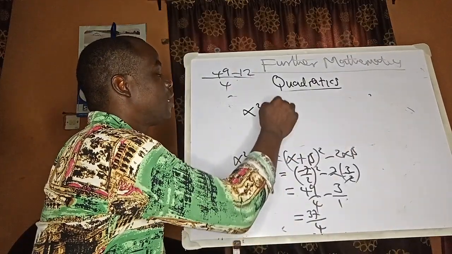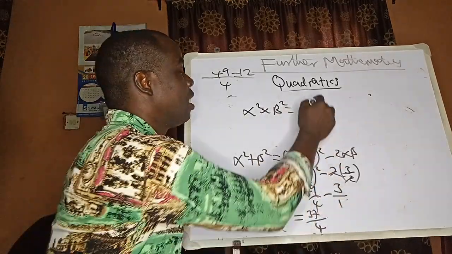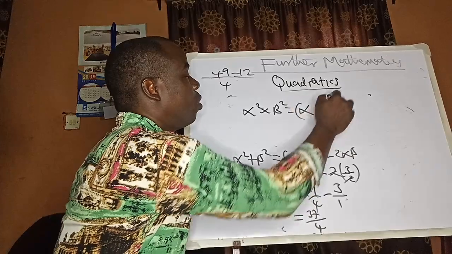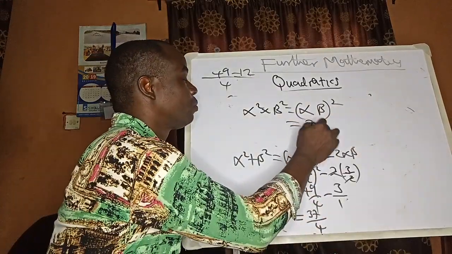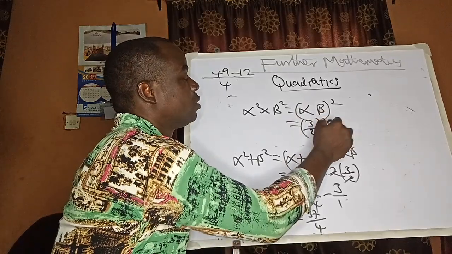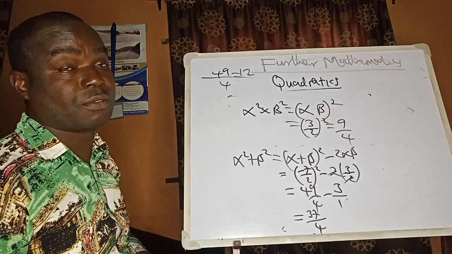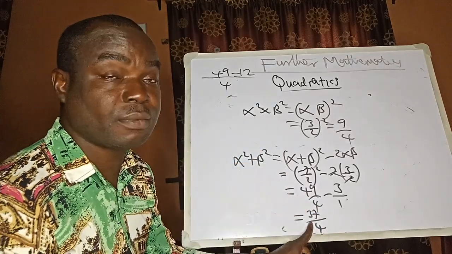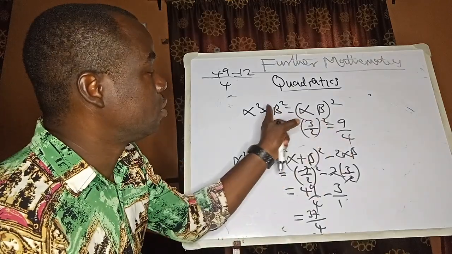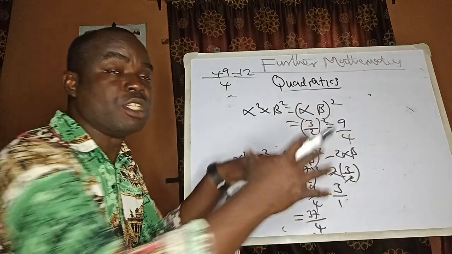Alpha squared times beta squared. I gave you the formula for this one in video 1. The formula is alpha beta all squared. So what's our alpha beta now? Alpha beta is 3 over 2 all squared. 3 squared is 9. 2 squared is 4. So I have my answer now. So we have our answer for alpha squared plus beta squared. We have our answer for alpha squared times beta squared. So let's now go back and put them in the equation.